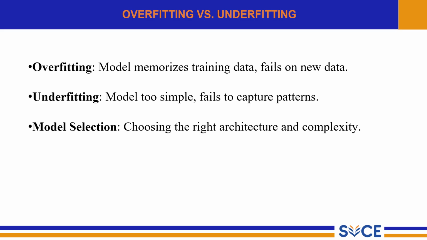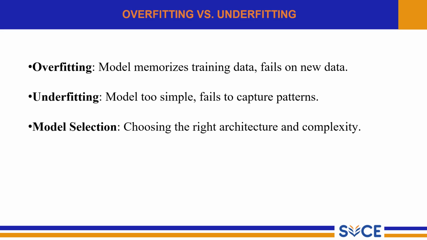Then the next one is underfitting. Underfitting occurs when the model is too simple to capture the underlying patterns in the data. It struggles even with the training set, leading to poor performance across the board. For example, if you try to fit a straight line to a complex curve, it does not work. To avoid both extremes, overfitting and underfitting, model selection is used.